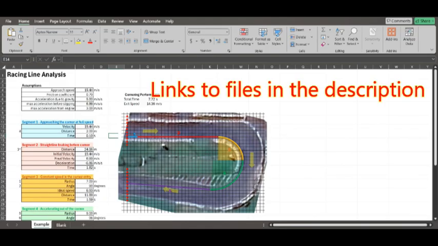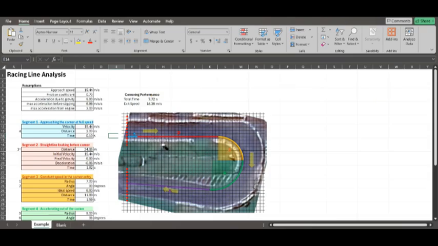So in class, we started to build this spreadsheet. We never quite got through it. We started to build this spreadsheet which will help us analyse the racing line around a corner. Now that's not a particularly good racing line, but the idea is to show you how to use it.